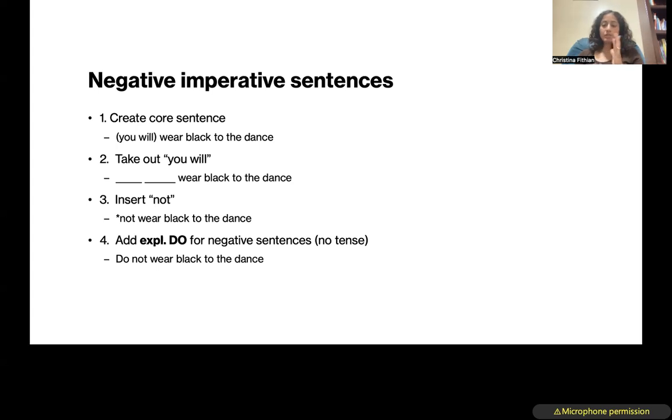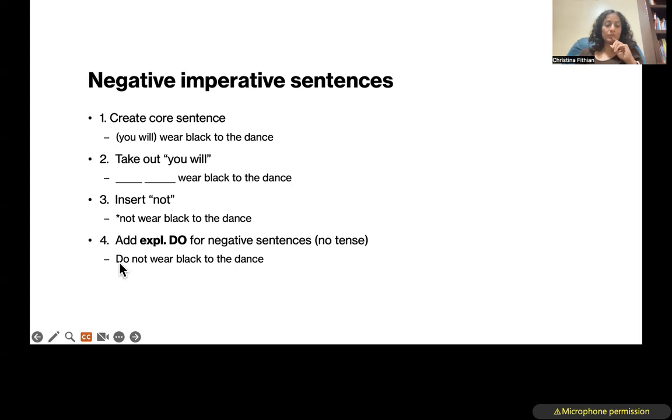Now, in English, this is ungrammatical. Cannot say that. However, once again, in many other languages, this is exactly how you would express a negative imperative. You take something equivalent to not, or some sort of negation marker, and you would just simply add it to the positive imperative, such that not wear black to the dance would be a fine way of expressing negative imperative. But again, not grammatical by English structure rules. So the last thing we do is we add expletive do for negative sentences, no tense.